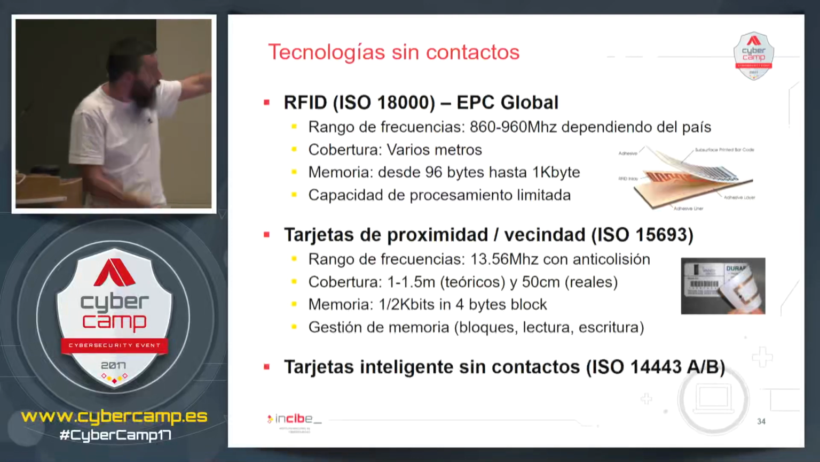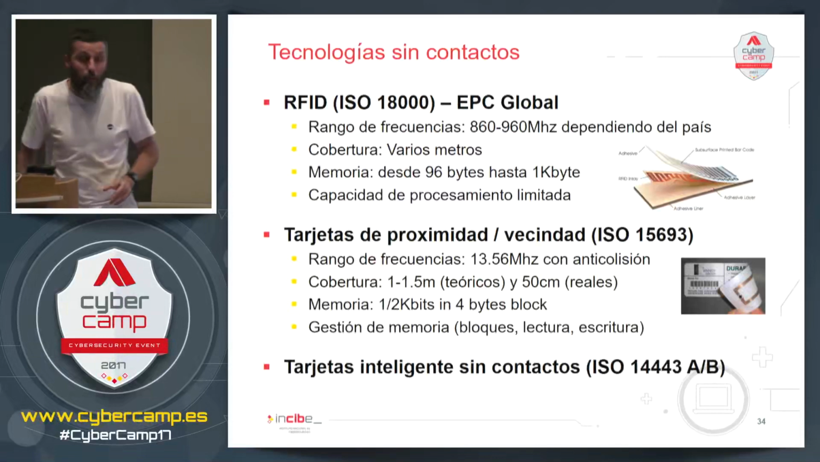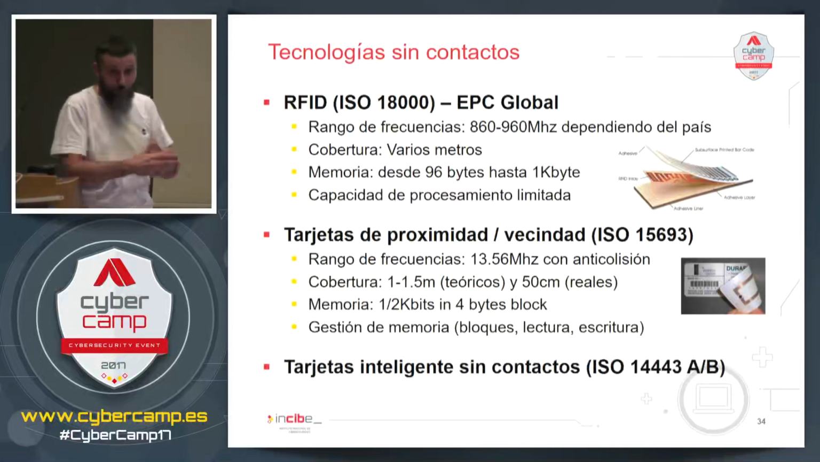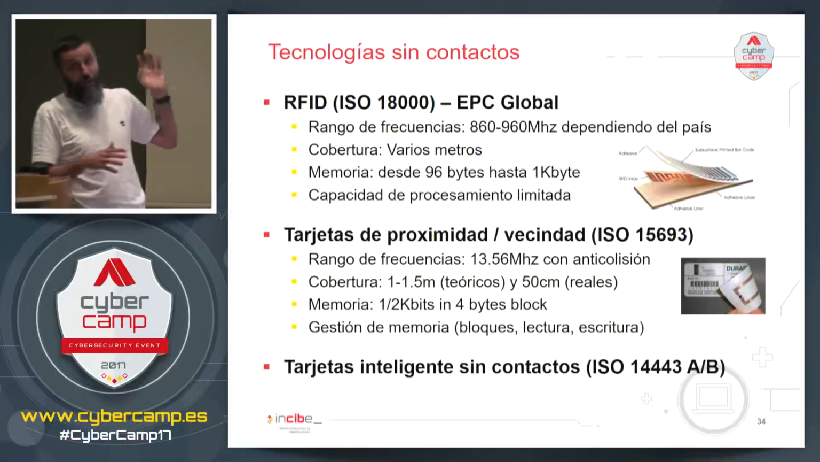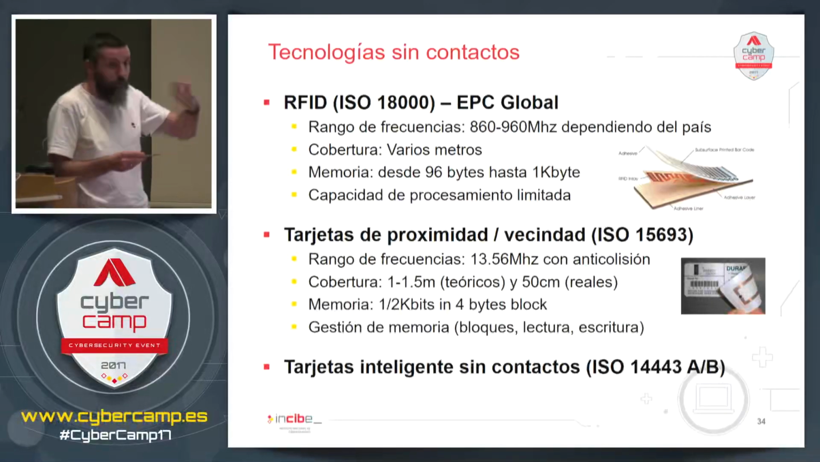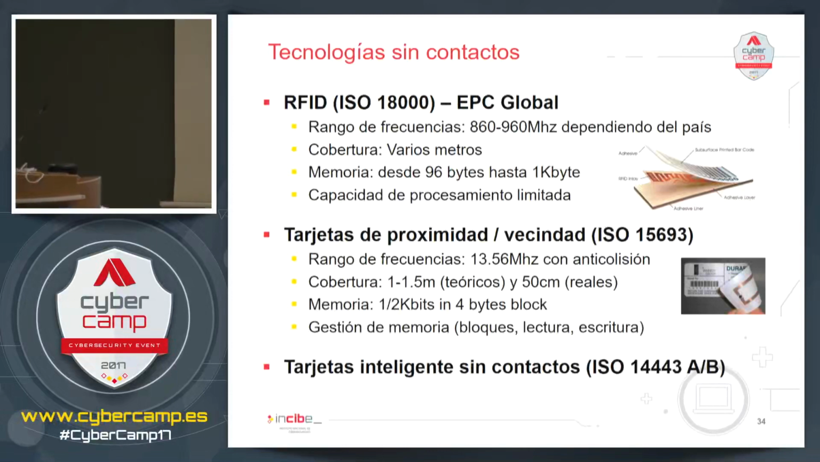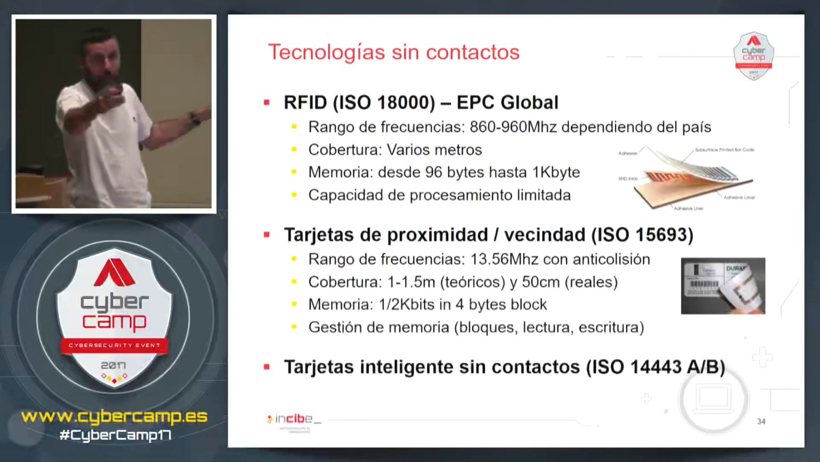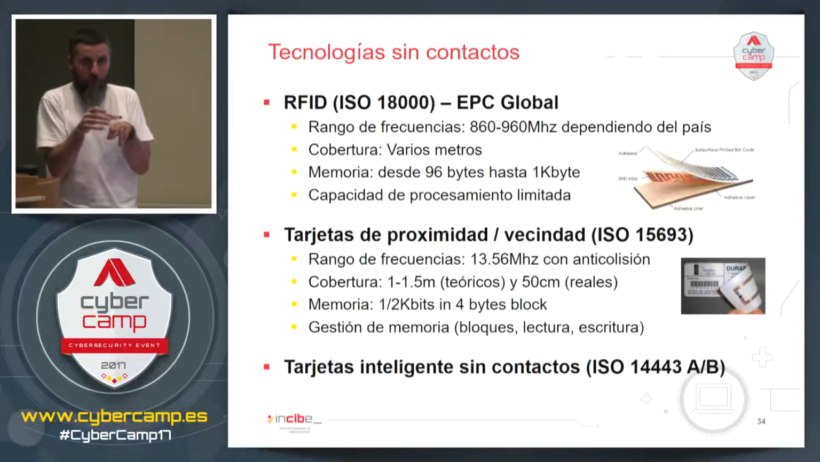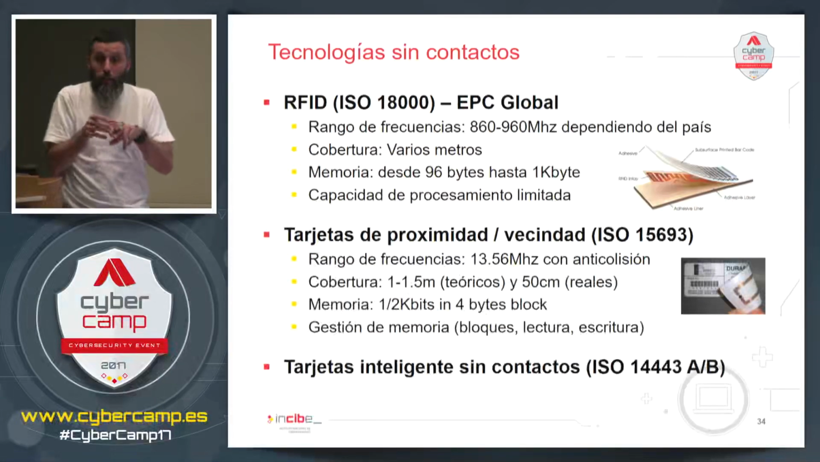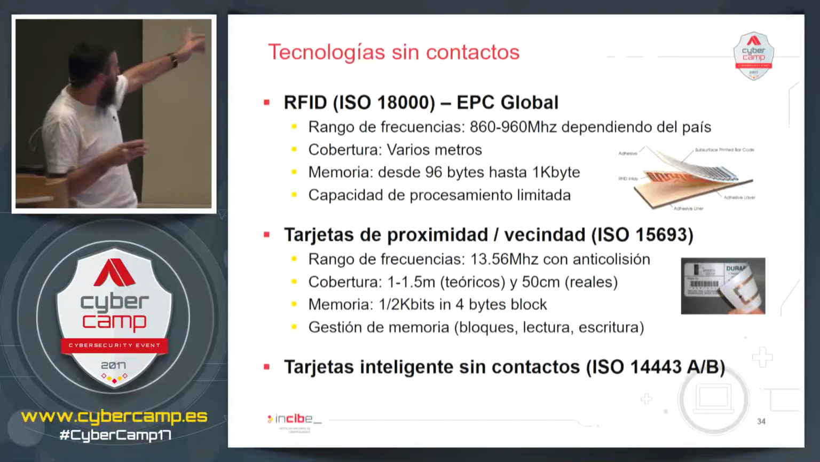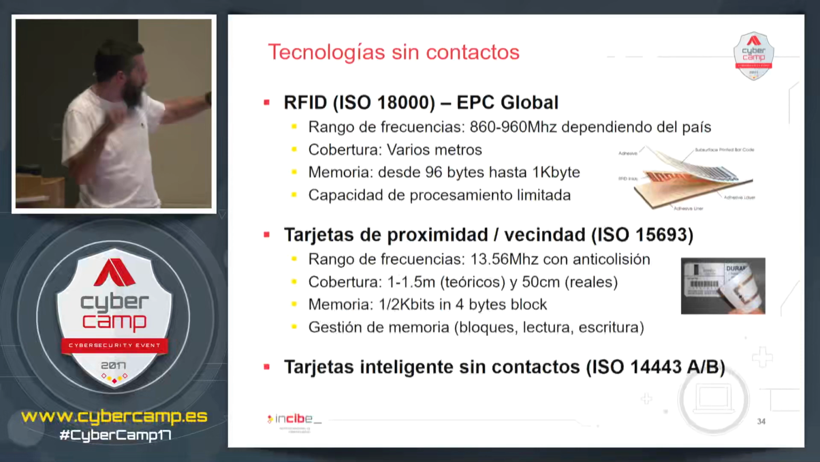Then we have the proximity and vicinity cards with another frequency range, 13.56 megahertz. When frequencies change, we can have more range or less range. It's 13.56 megahertz. So the reading distance is reduced from meters to centimeters. And that's an advantage, and it's good for security in contactless cards. The reading distance is very short. Here, the theoretical is 1 meter to 1.5 meters.